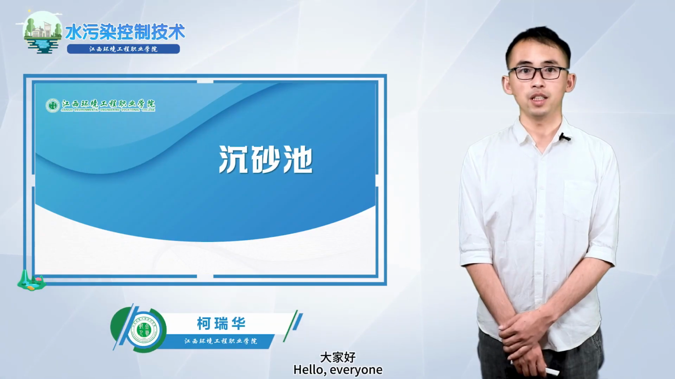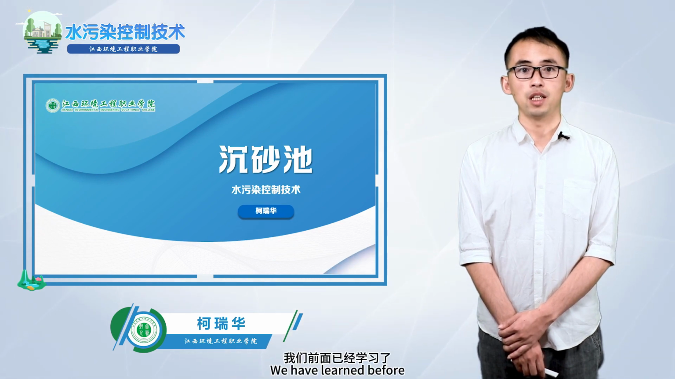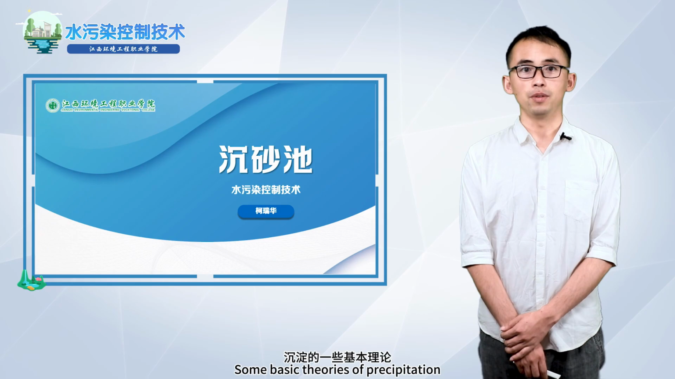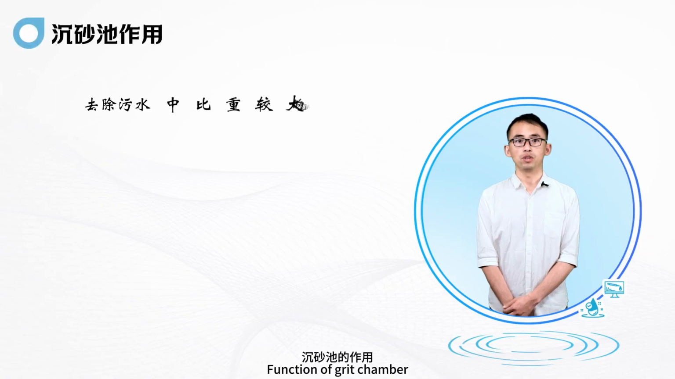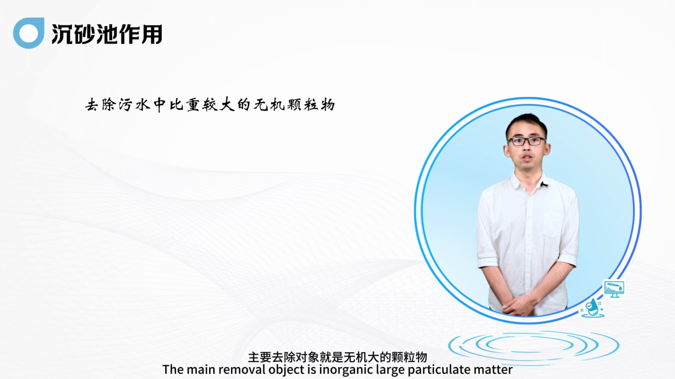Hello, everyone. Today we start to learn about the grit chamber. We have learned some basic theories of precipitation before. The function of the grit chamber is to remove the more significant inorganic particulate matter in sewage. The main removal object is inorganic large particulate matter.